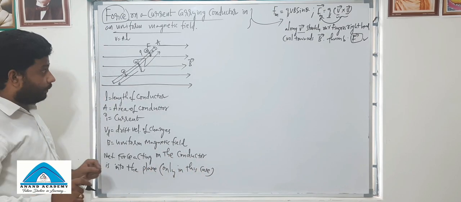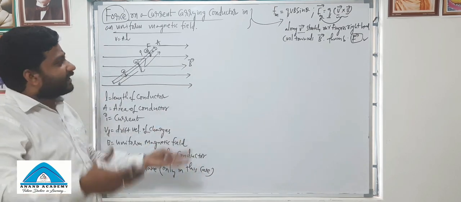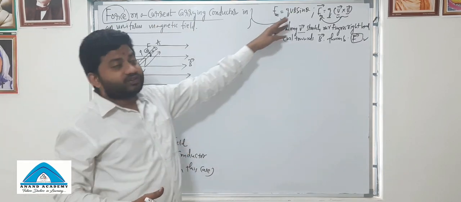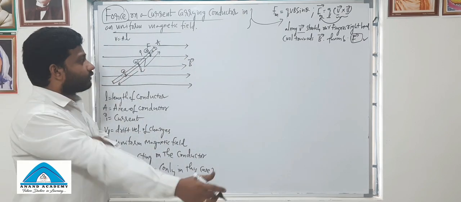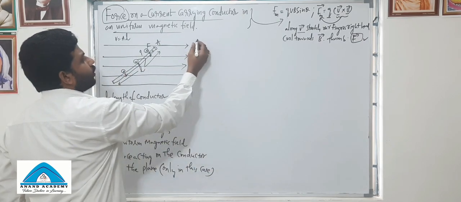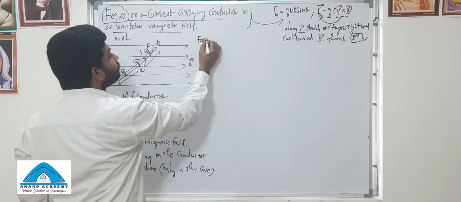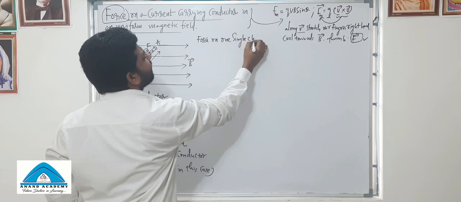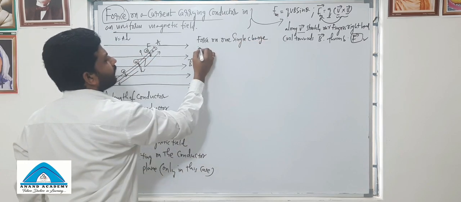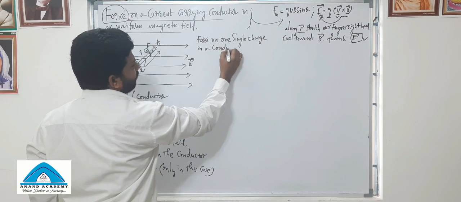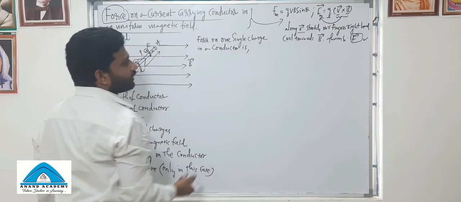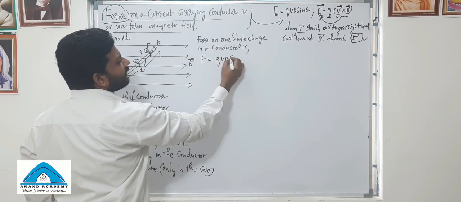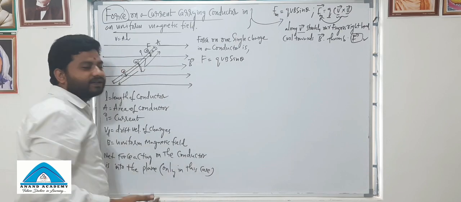All right. Now we'll start doing the derivation. There is an expression for magnetic force on a current carrying conductor, like F is equal to QVB sin theta. So let's concentrate on one charge. The force on a single charge in a conductor is F is equal to QVB sin theta. This V is drift velocity.